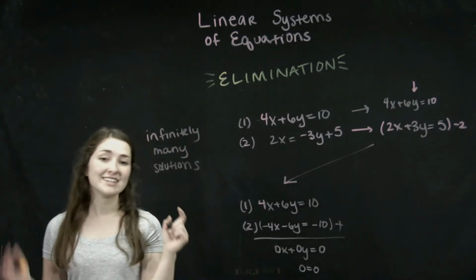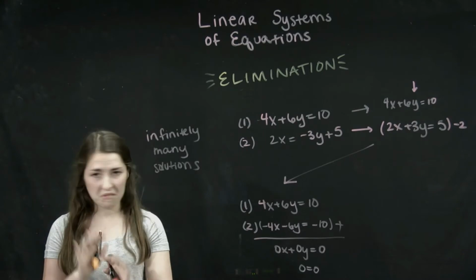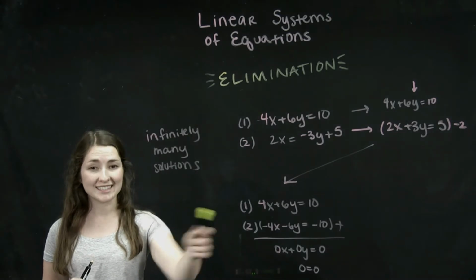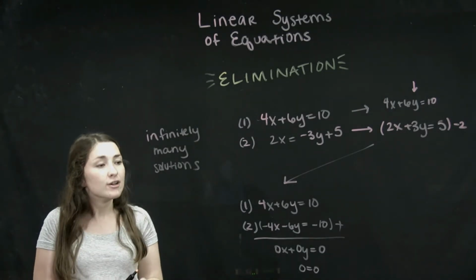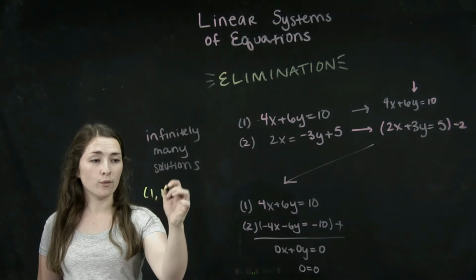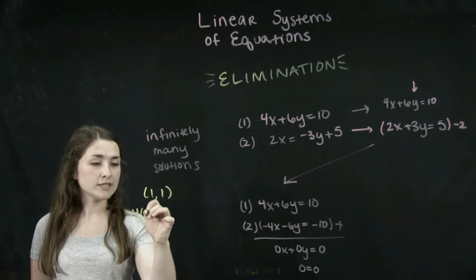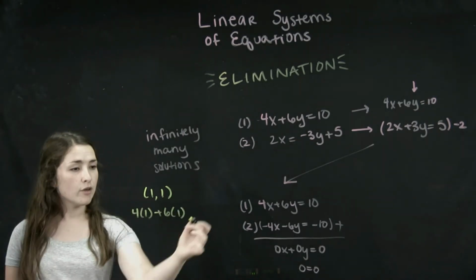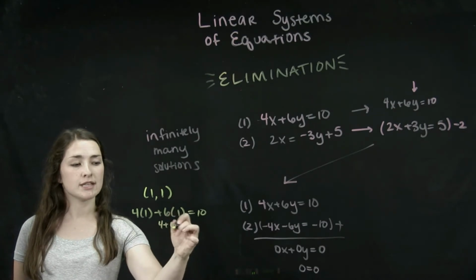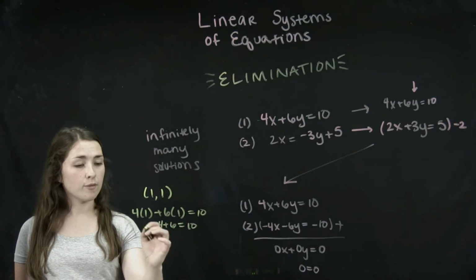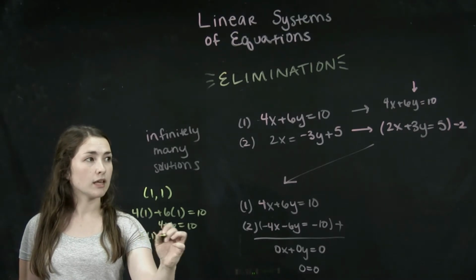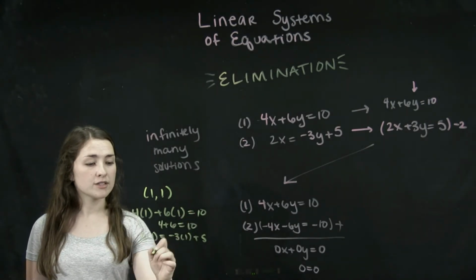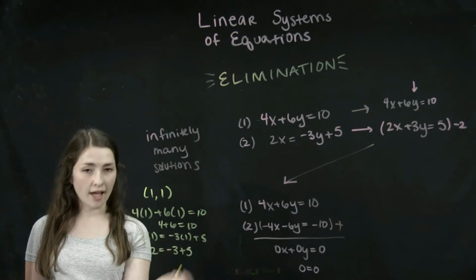Infinitely many solutions does not mean that any value of x and y will work. Instead, it means that any value along this line will work because it's the same line. So for example, we know the point (1, 1) works because 4 times 1 plus 6 times 1, just plugging this value in for equation 1, equals 10, because 4 plus 6 equals 10. In the same way, we know that 2 times 1 equals negative 3 times 1 plus 5, using equation 2 up here, because 2 equals negative 3 plus 5.